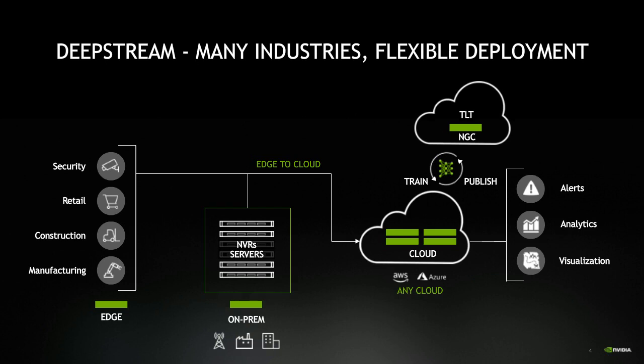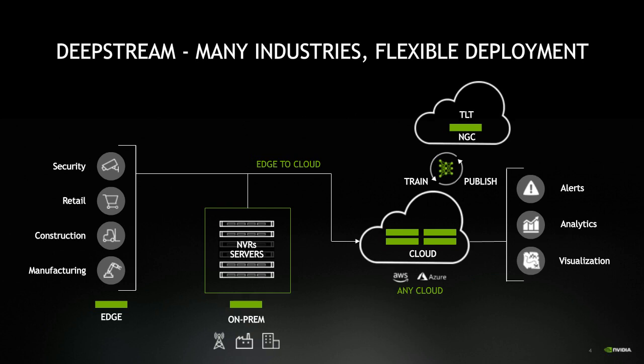Some applications might require processing on the edge, either on an edge device such as NVIDIA Jetson or on-prem servers. The use cases for edge range from security to monitoring construction sites to manufacturing. The on-prem server could be as simple as an AI-based NVR, a network video recorder, for small business. For applications requiring large numbers of cameras, you can deploy a server using NVIDIA T4 GPUs. For other applications, all the processing might happen on the cloud.